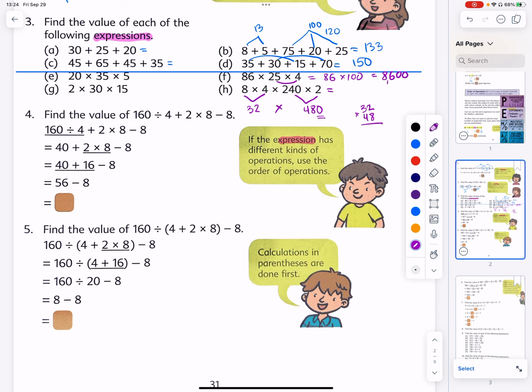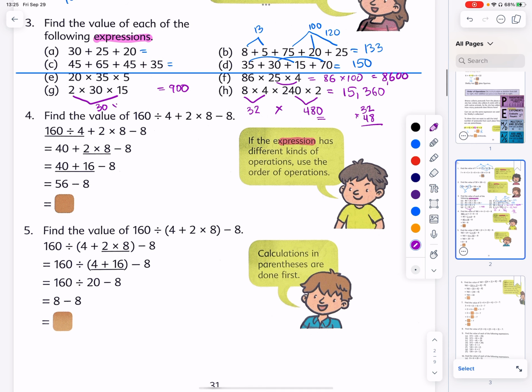And I hope you had a chance to take time to do the math on your own, because if you got for H the answer 15,360, you solved it correctly. If you got for G 900, you solved it correctly. 20 times 15 gives you 900, and 30 times another 30 gives you 900.